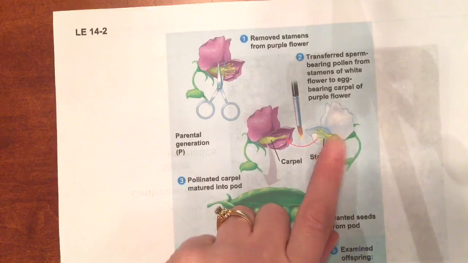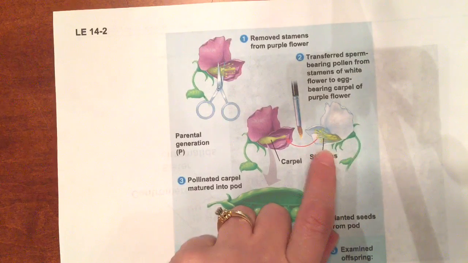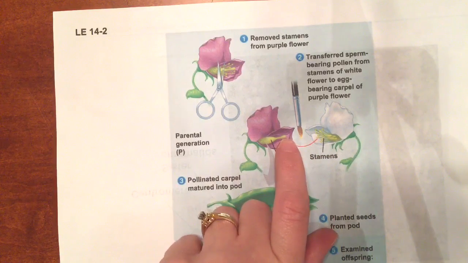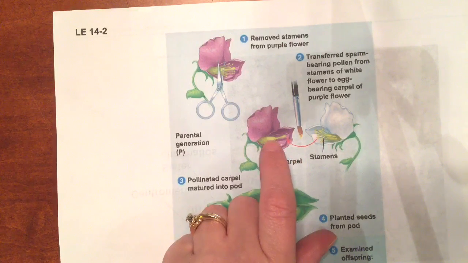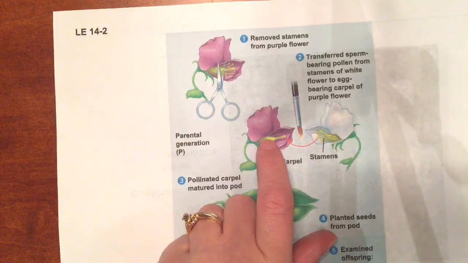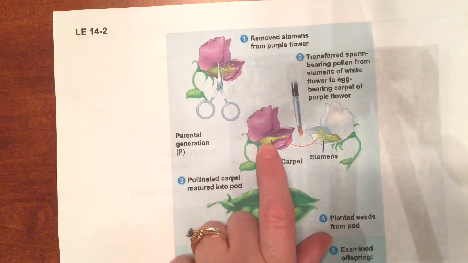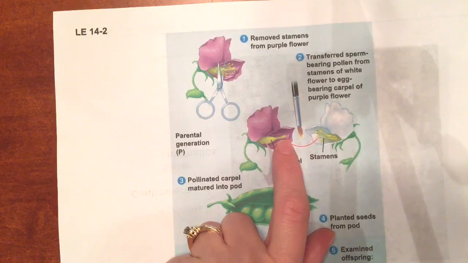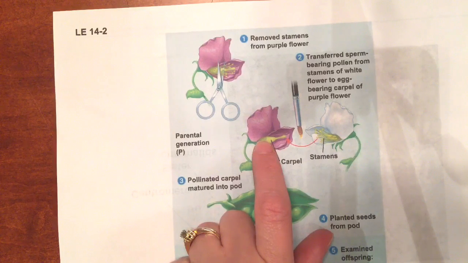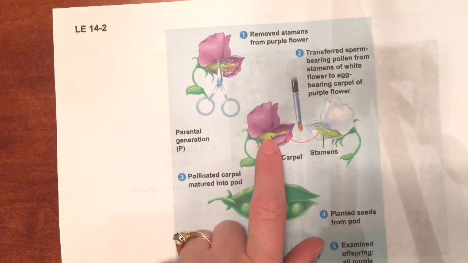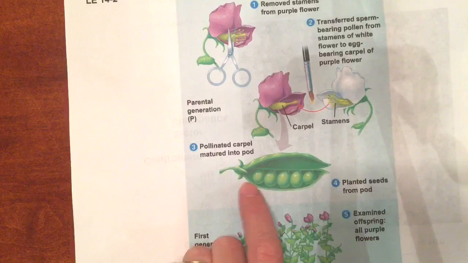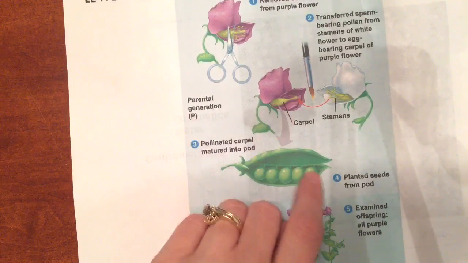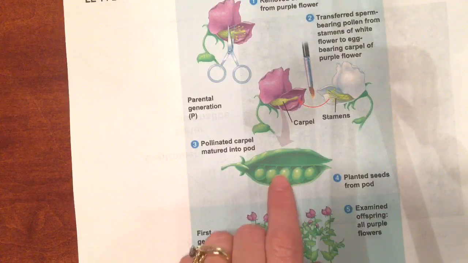So he transferred the pollen, which contains the sperm, from the stamen of the white plant and put it on the top of the carpel. The pollen goes down a pollen tube, where the sperm goes down and fertilizes the egg. There are multiple eggs down here in the carpel, and different sperm can fertilize different eggs, and then you get zygotes, and those zygotes are wrapped in a seed. The ovary at the base of the flower develops into the pea pod, and each pea is a baby plant. Each pea represented an egg that was fertilized by a different sperm.